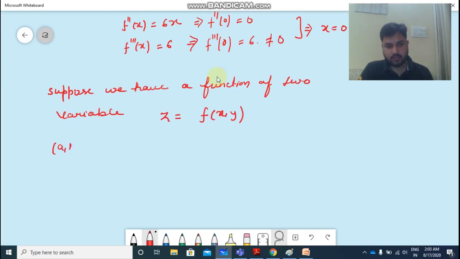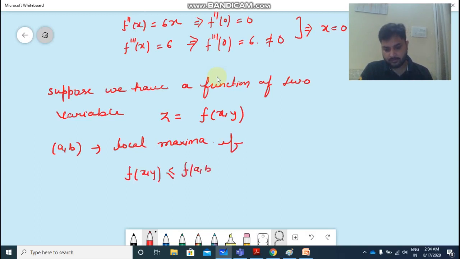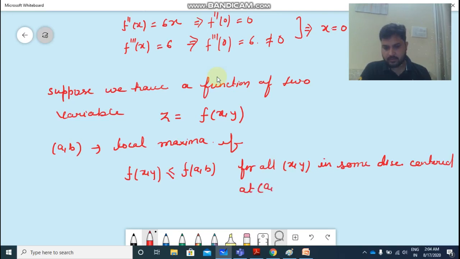A point (a, b) is called local maxima if f(x,y) is less than or equal to f(a,b) for all (x,y) in some disk centered at point (a,b).